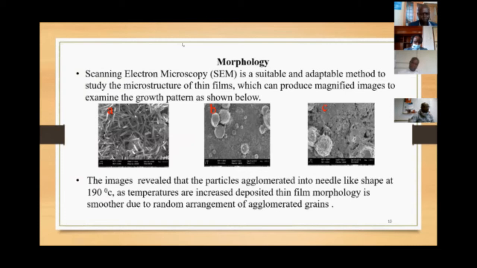At B, it was deposited at 300 degrees Celsius, whereby we realize that the particles get arranged differently as we increase the temperatures. And at C, it was deposited at 350 degrees Celsius.